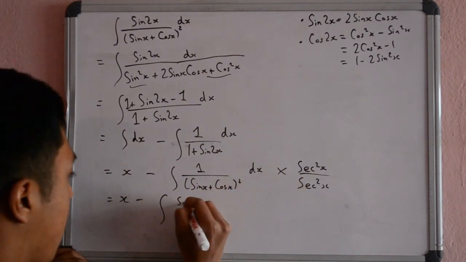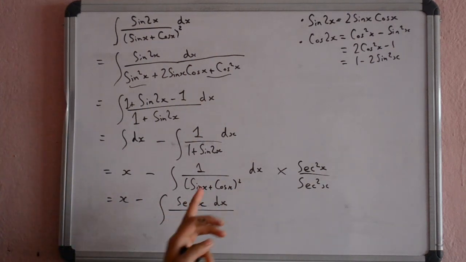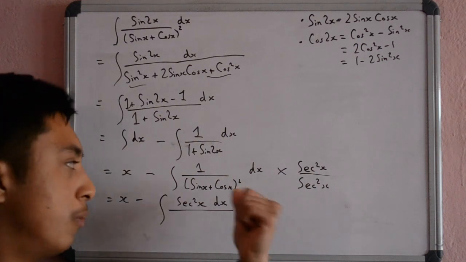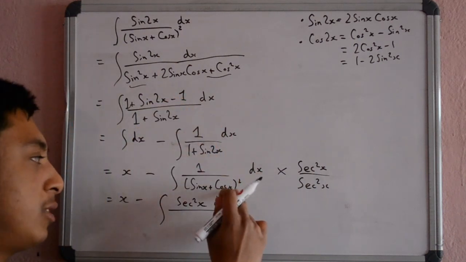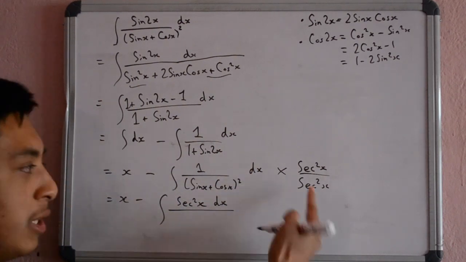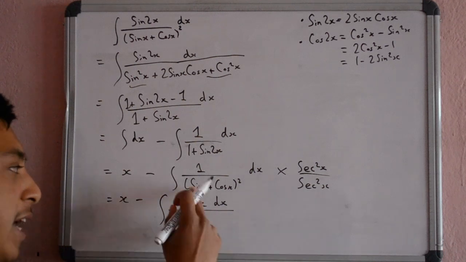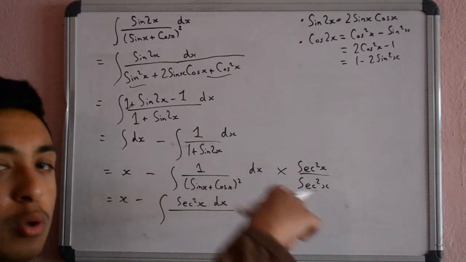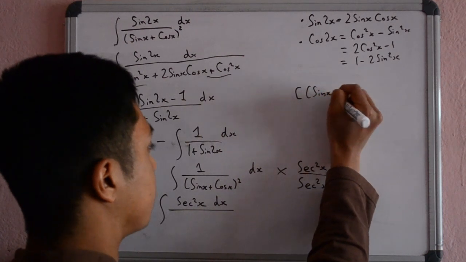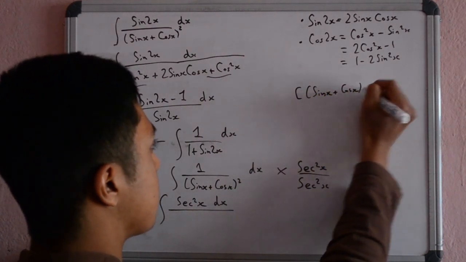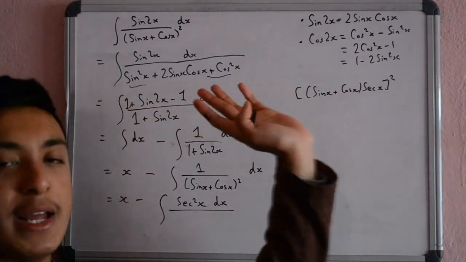First, in the numerator we'll have sec square x dx. Now, what will we have in the bottom? So, it's just a simple indices method. Sin x plus cos x whole square. This is to the power of 2. Sec square x, this is also to the power of 2. So we'll just have sin x plus cos x into sec x whole square, namely this. And let's just multiply it out.